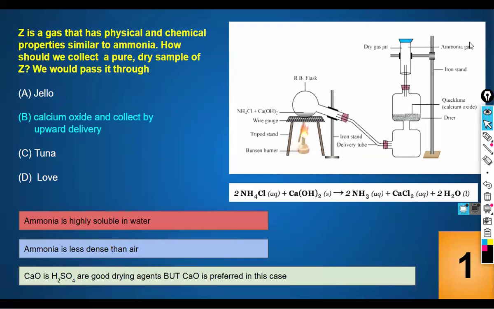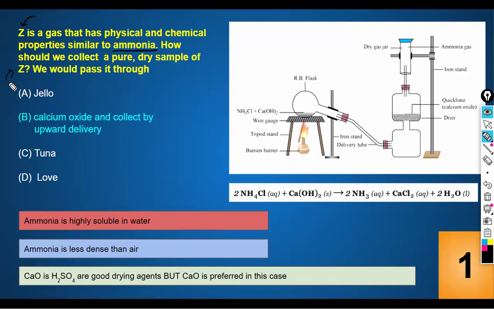So here's the question. They said Z is a gas that has a physical and chemical property similar to ammonia. So you have some gas. We don't know the actual name of the gas. We're just calling it Z. And all we know is it's not ammonia, but it's very, very similar to ammonia. How should we collect a pure, dry sample of Z?